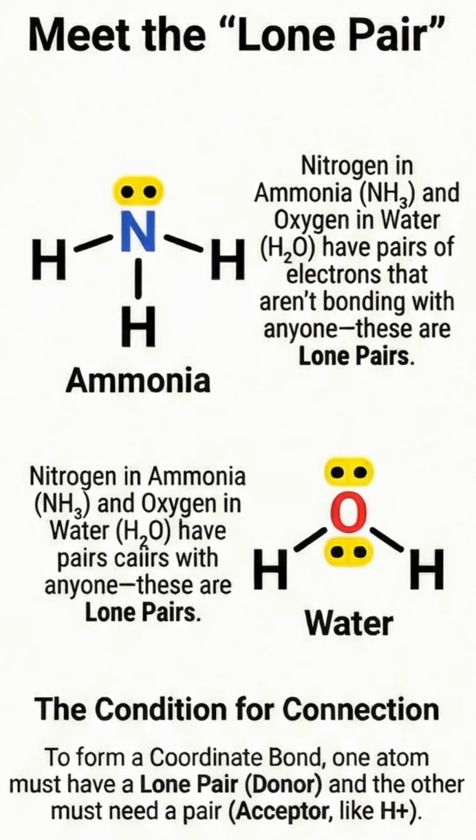For this to happen, one partner must have an available lone pair, acting as the donor, while the other partner must be electron deficient, such as a proton, acting as the acceptor. Together, they create a conventional looking covalent bond with a special origin.